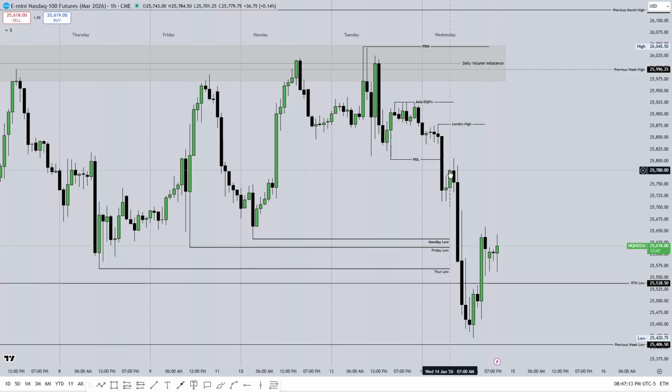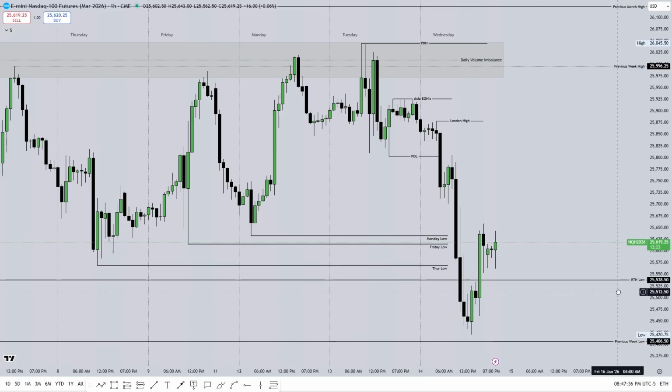But what else do we have following that? Because again, we're not just looking at gaps and imbalances, we're looking at what is the draw on liquidity. Well, seeing this, it helped me determine that all of these lows right here look really good as a draw on liquidity because they're daily lows and they're relatively equal.